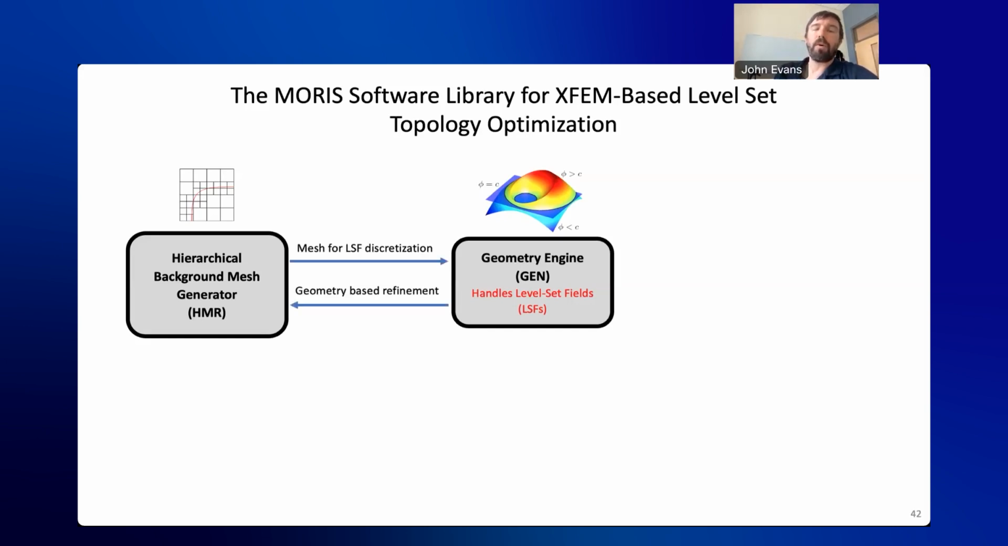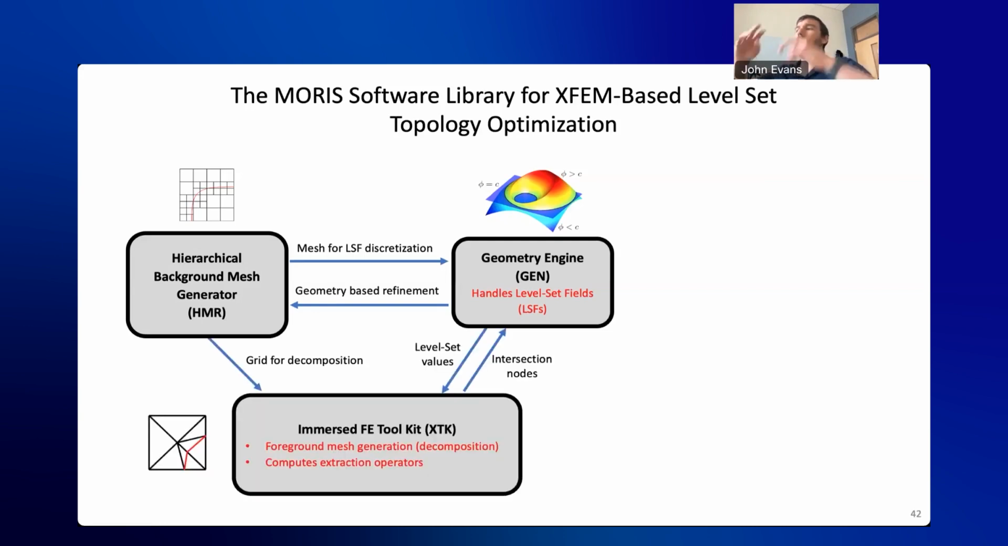And what happens, you can imagine, is that this will deliver Gen with the mesh for level set discretization, where now you can imagine trying to refine according to the geometry, and this can be passed back to HMR. And then we have an immersed finite element toolkit, XTK, that generates the foreground mesh for us, and also computes the extraction operators that are needed for interpolation-based immersed analysis.